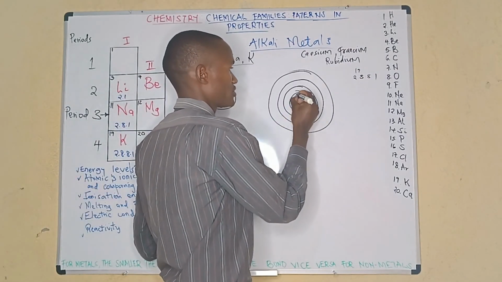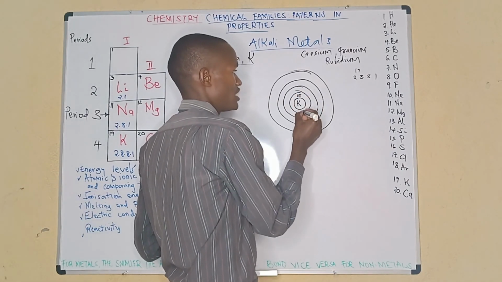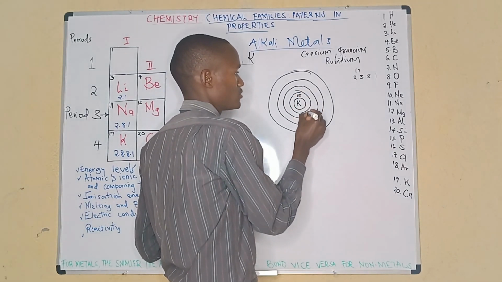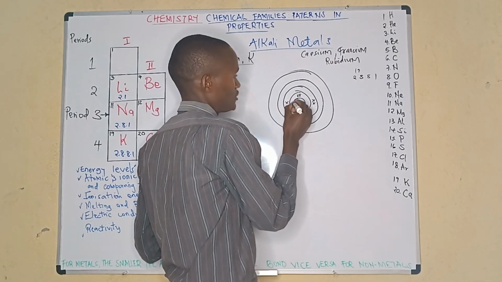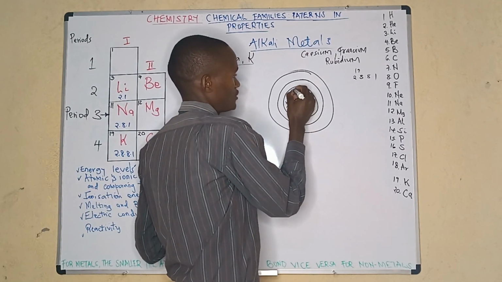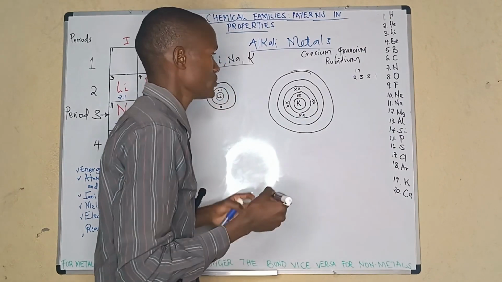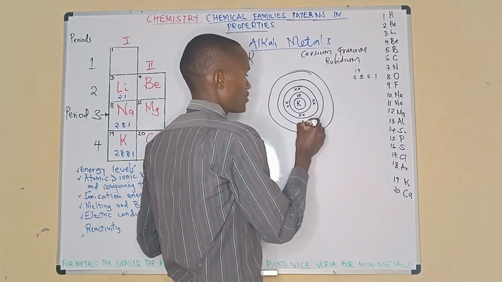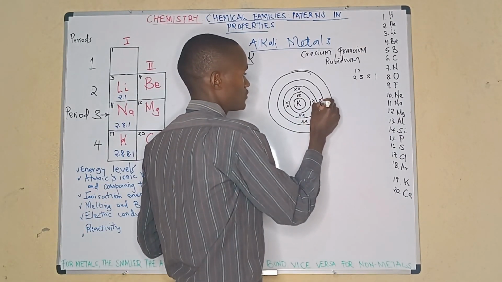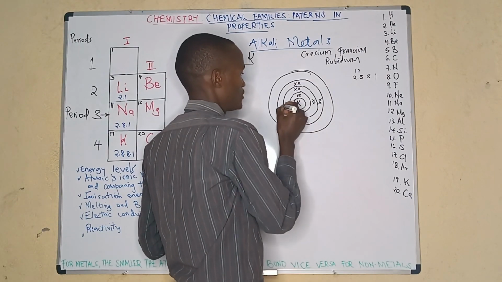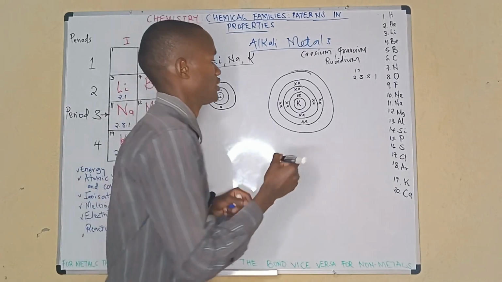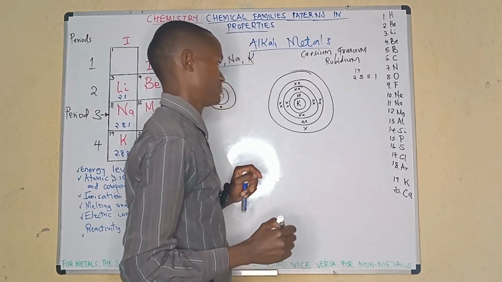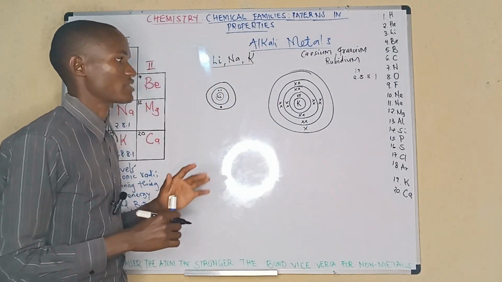Let me show using a cross. 2 and then 8. 1, 2, 3, 4, 5, 6, 7, 8. 2, 8, and then another 8. 1, 2, 3, 4, 5, 6, 7, 8. 2, 8, 8, and then 1. Let me write it here. 1.